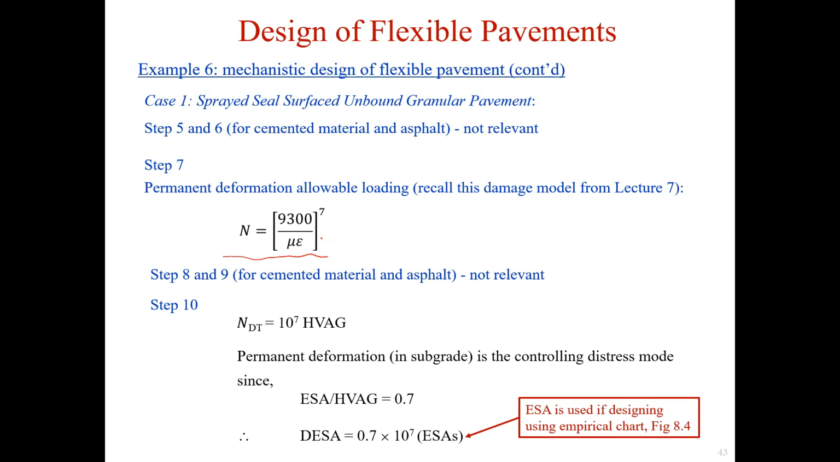Firstly, we need to calculate the DESA as NDT times ESA over HVAG, where NDT is 10 to the power of 7 HVAG, and we get the final result of 0.7 times 10 to the power of 7 ESAs. This DESA could be used in the empirical chart in figure 8.4 to determine the thickness of the granular materials, which I will just show you later on.